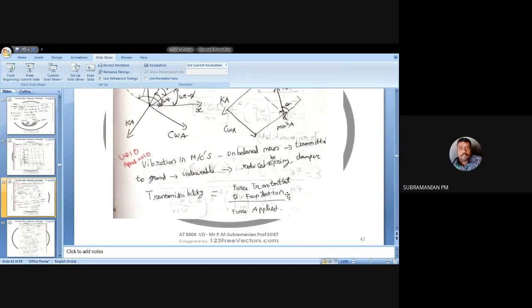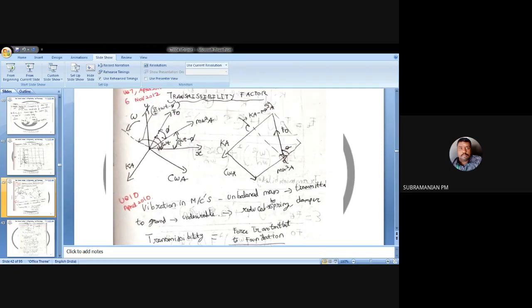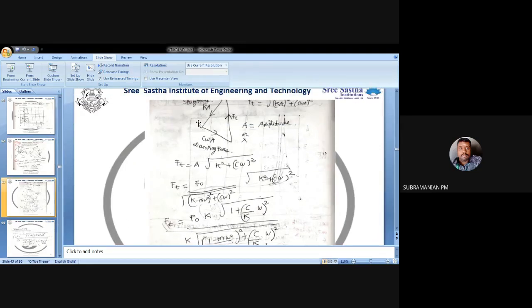So transmissibility. How to define transmissibility? This one I can go through, not much important for MCQ. Transmissibility is the force transmitted to the foundation divided by the force applied. So that will be termed as transmissibility. From this only I am going to get the expression.